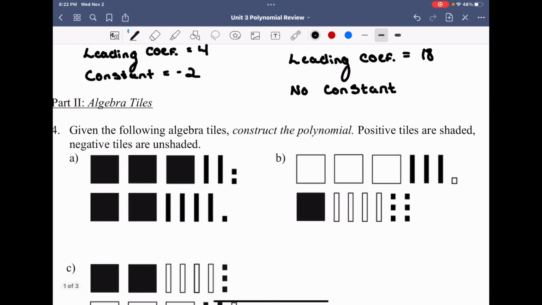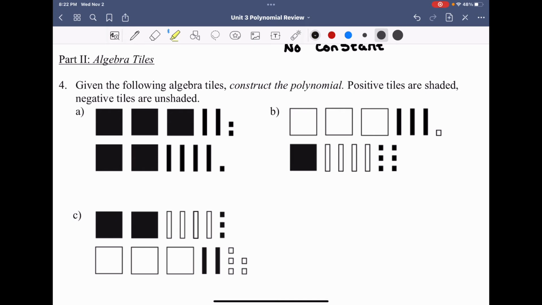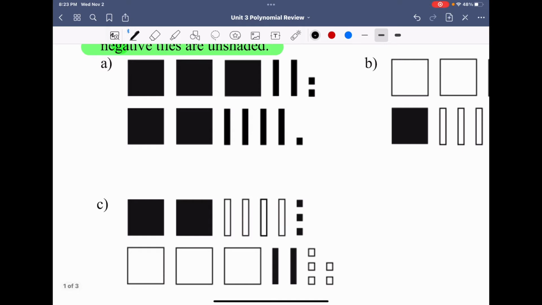All right, now part 2, algebra tiles. If we want to construct a polynomial given algebra tiles, let's remember here, we have strict notation: positive tiles are shaded, negative tiles are unshaded. If we go one by one, for A, it doesn't look like we have any negative or unshaded tiles. Our shaded tiles that look like a complete square or a box are going to be our x squareds. Our x's are these skinny rectangles, and finally we have 1 for our individual blocks here.